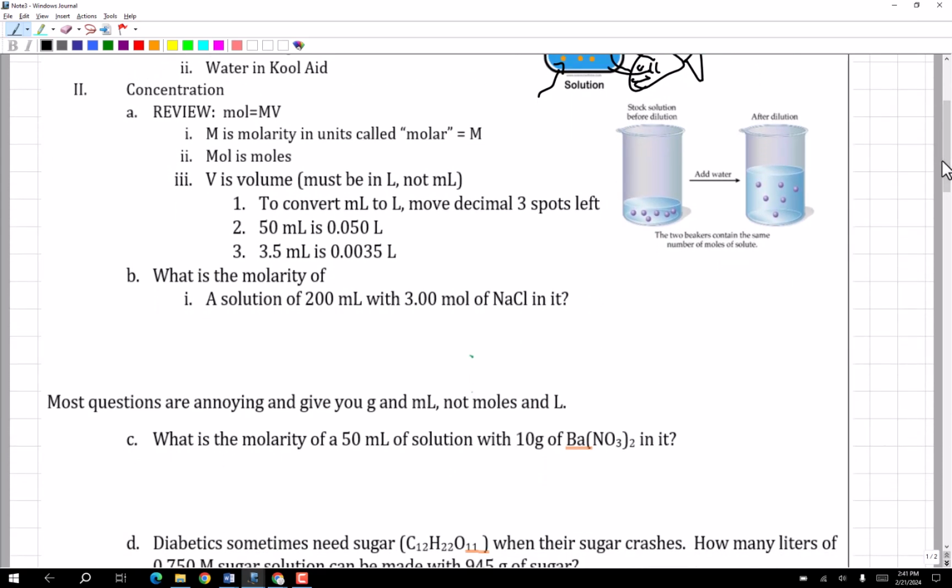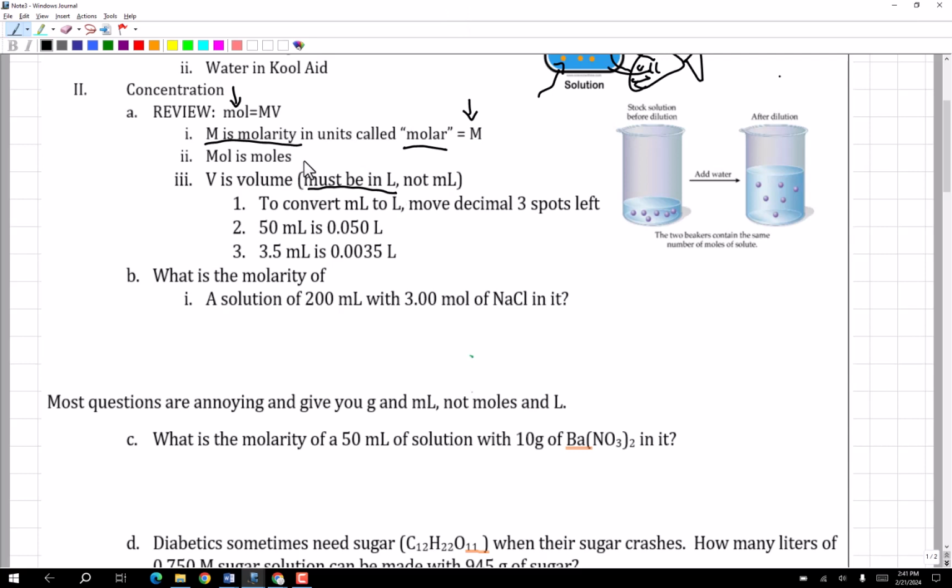Concentration. This said review because it got moved, but we're going to talk about concentration in terms of molarity. The unit for concentration is molarity, called molar, and it's a capital M, must be capital. Moles, always go through moles, equals molarity times volume. And that volume must be in liters, okay?